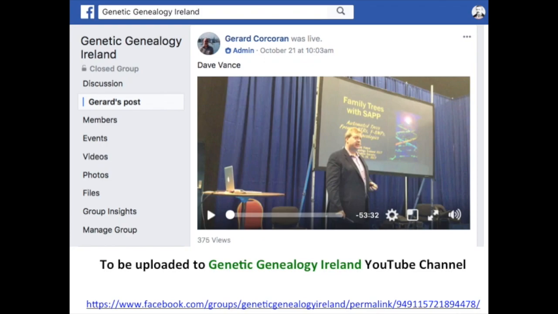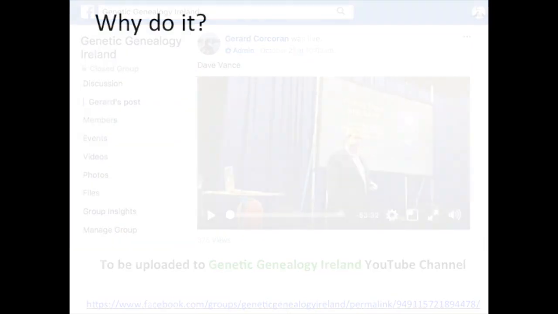So for those of you who like to do things the easy way, which is automated, you can just use the SAPP program and it will produce a mutation history tree for any of the major groups in your surname project. So a wonderful invention by Dave.